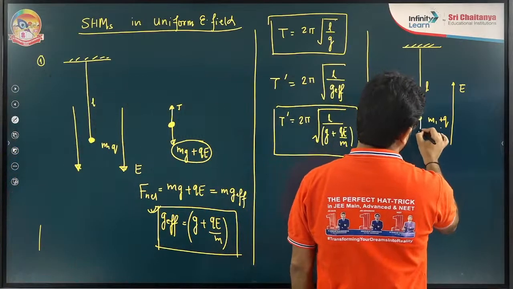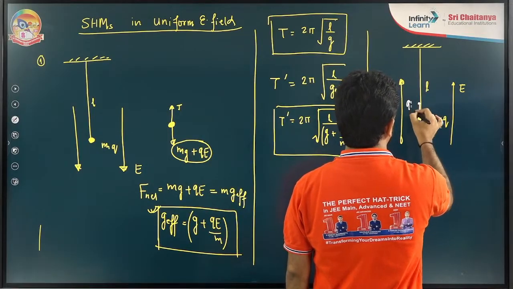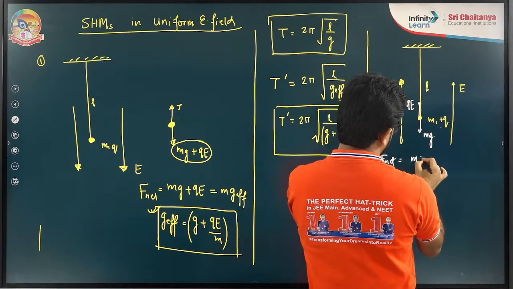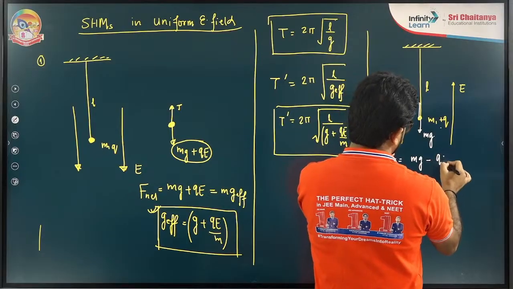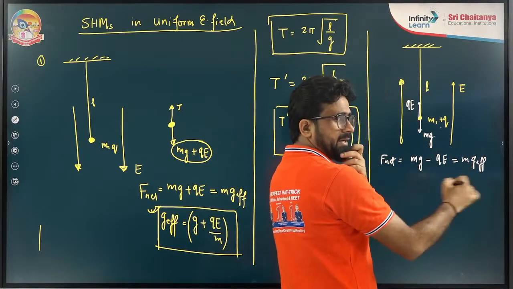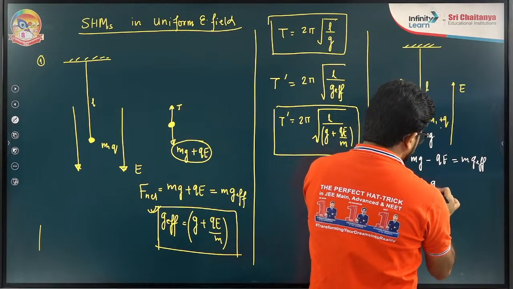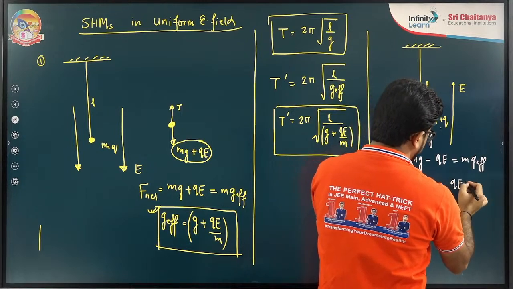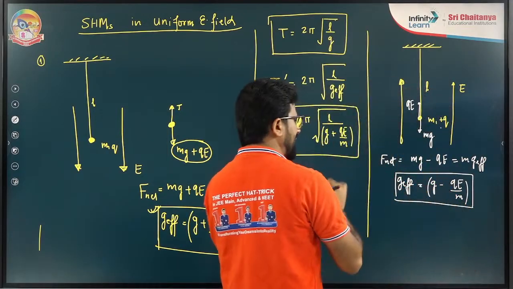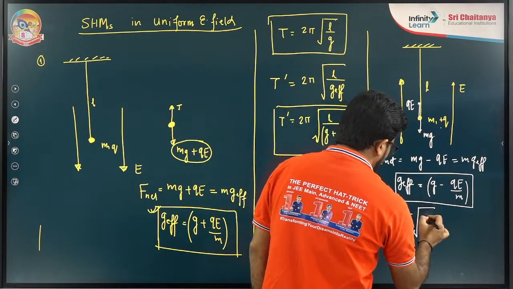So what will you write? You will say the downward force is mg. The upward force would be QE. So the net force would be mg minus QE, which is equal to m into g effective. This is the net downward force. So from here, g effective would be g minus QE by m. Using this g effective value, we can write the time period: 2 pi under root of L by g effective.